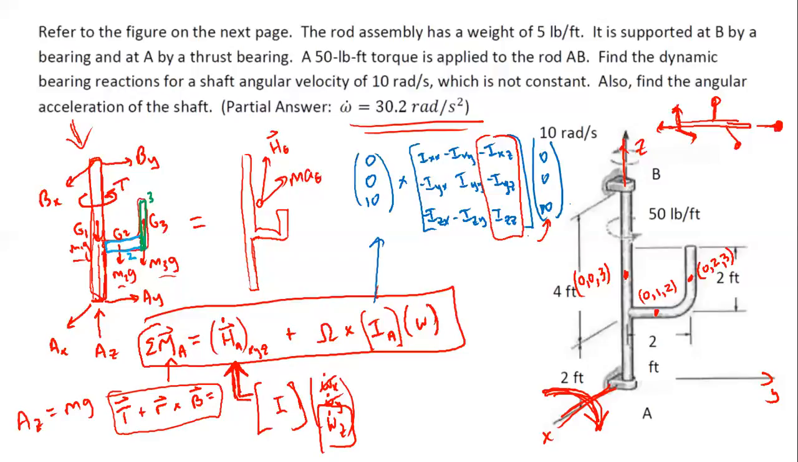And the other reason is that usually those are so much smaller than the dynamic ones, so it doesn't really affect the results. It's kind of like how we did that for impact stuff. You remember that the weight is generally so much smaller than the impulsive forces.